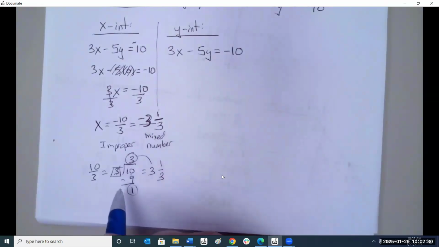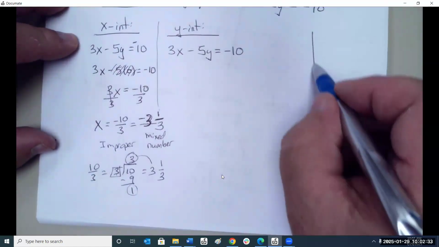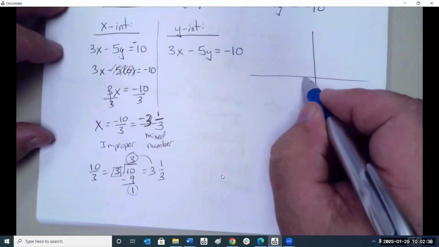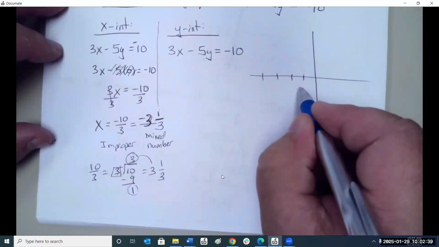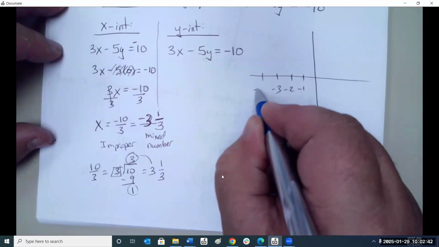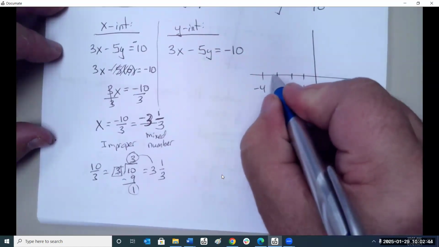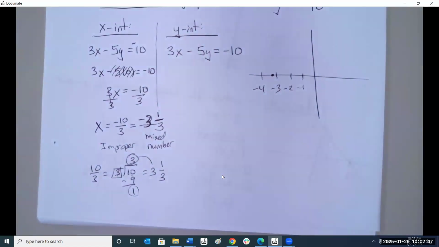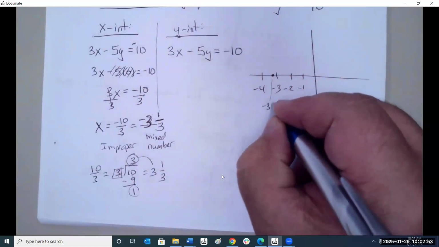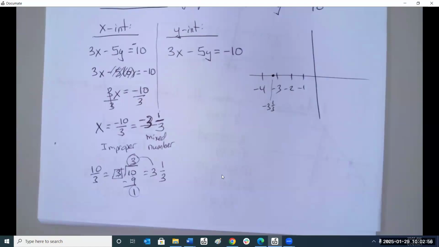Can we graph that number? Yeah, it's going to be difficult, because -1, -2, -3. So it's -3 and 1/3. It's right about there, but it's not precise. This is -3 and 1/3. So if it doesn't come out as a whole number, then we're going to look at another method.